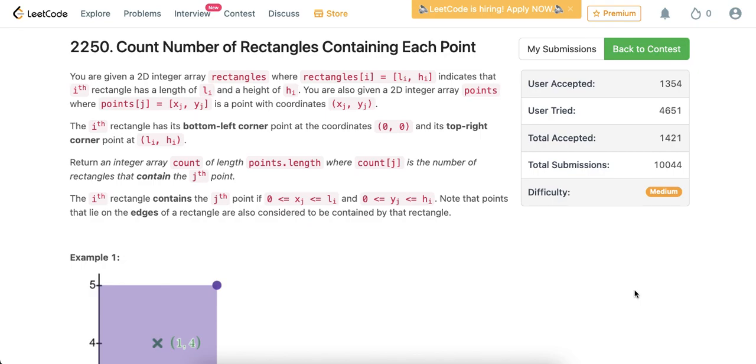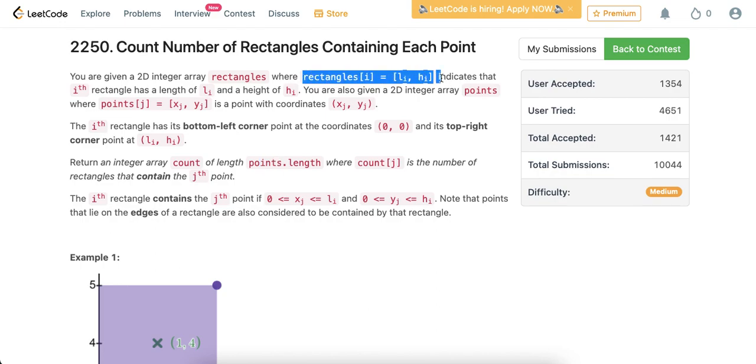Welcome back, and let us continue with one of the problems in LeetCode weekly contest number 290. This is about returning the number of rectangles containing each point. So we are given a list of rectangles and a list of points, and then we need to return an array which describes for each point how many rectangles contain it.